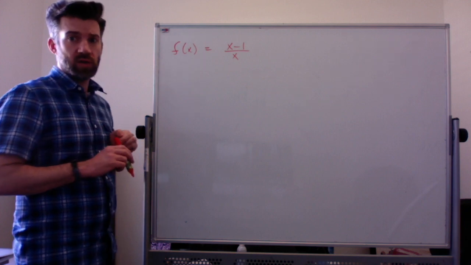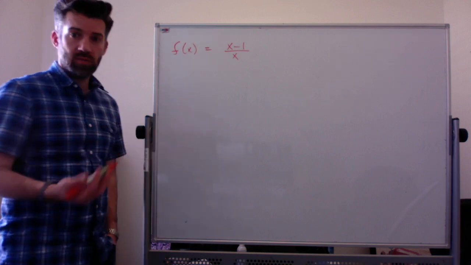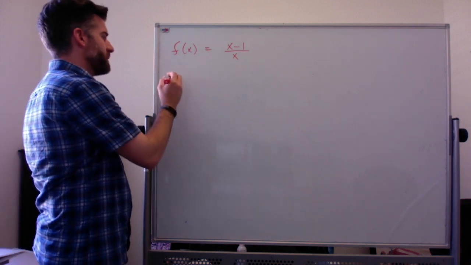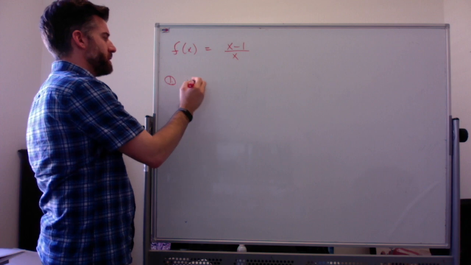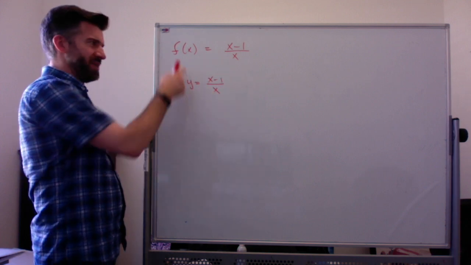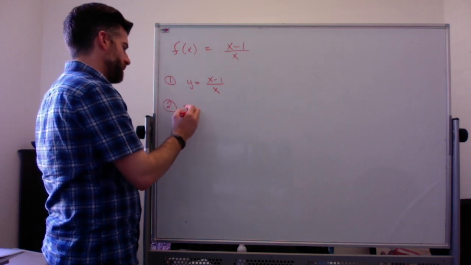Finding the inverse function of f of x equal to x minus 1 over x. Here is the general process, which we'll do here, and then we'll do another example as well. First things first, you want to write it as y equal to x minus 1 over x. It's just easier to manipulate y than it is to manipulate f of x. Second thing, switch x and y.